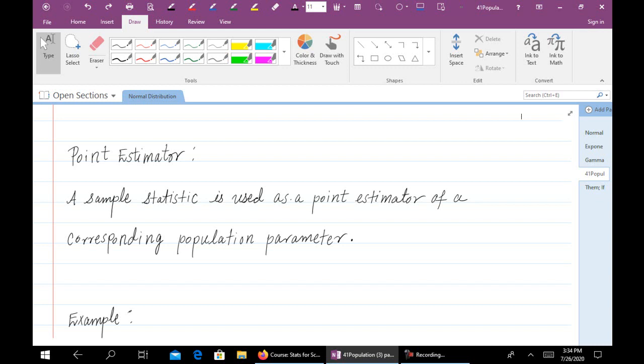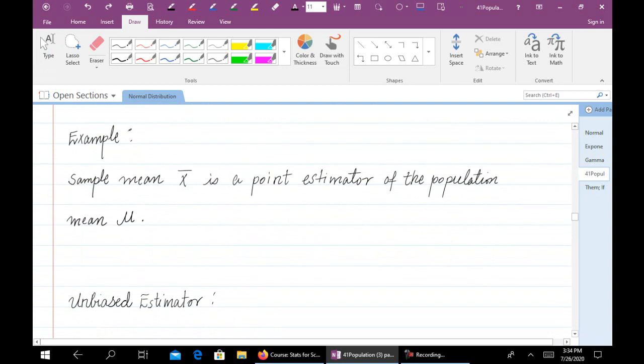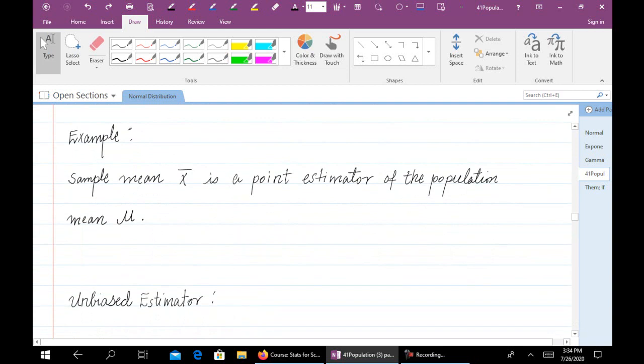So the sample mean height then becomes an approximation for the population mean height. So sample mean height, that's a sample statistic, and it is a point estimator of the population mean height. So the sample mean is a point estimator of the population mean for whatever variable we are looking at. It doesn't have to be height.